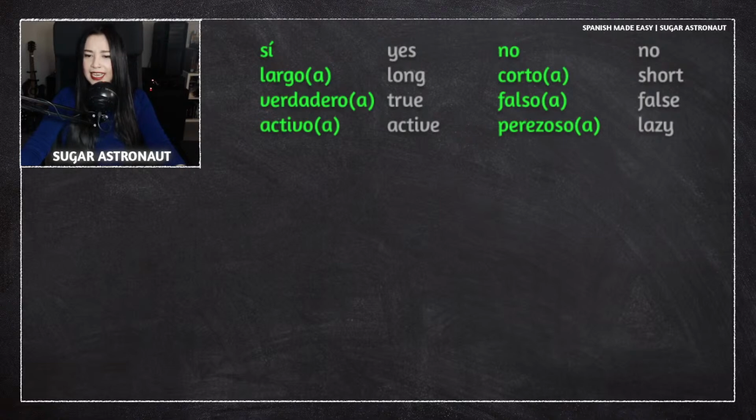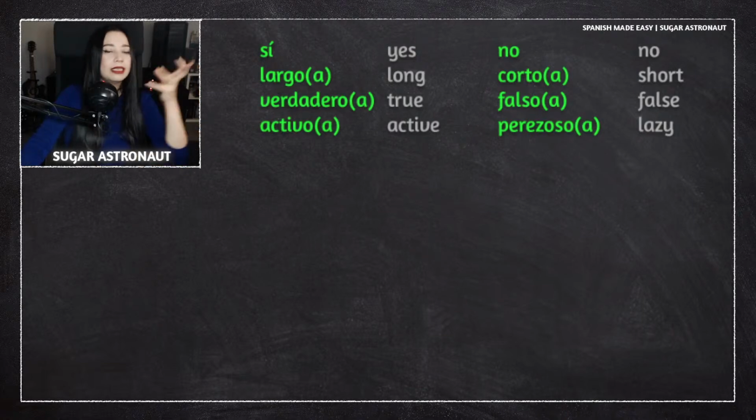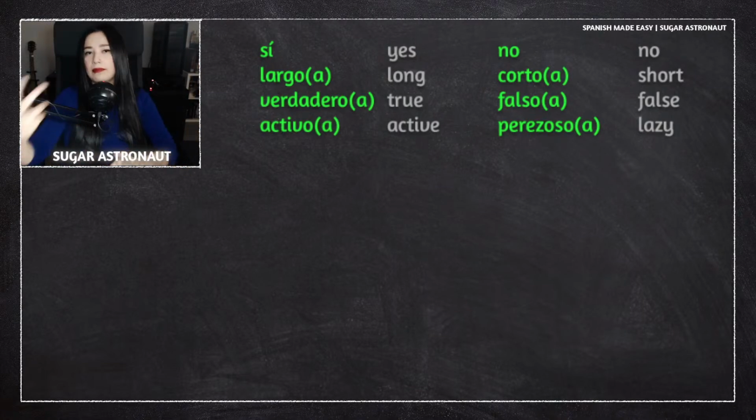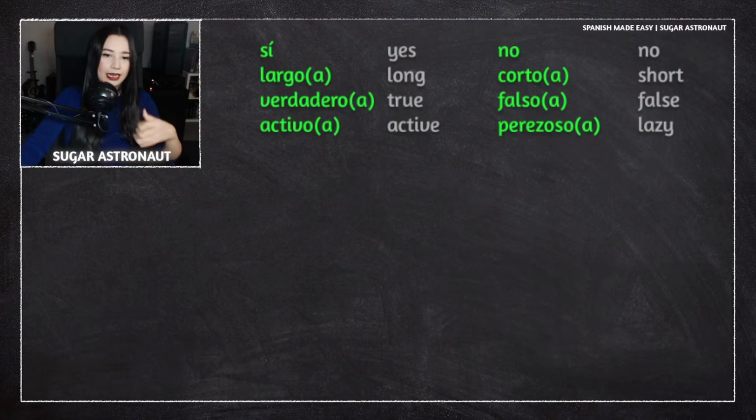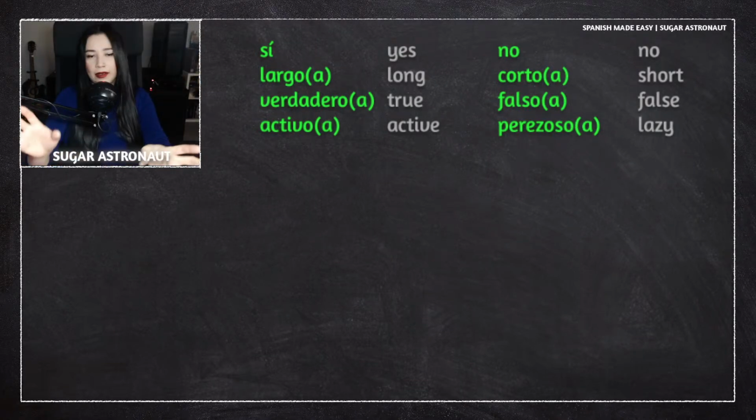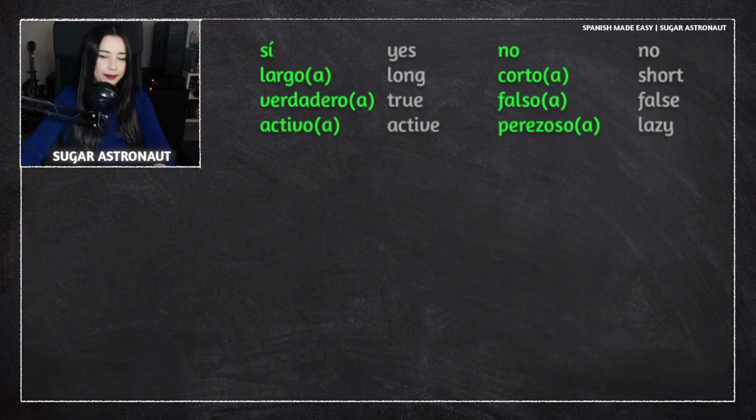enérgico. Enérgico means something else. I was just checking my list to see the synonyms, but enérgico is something else. Yeah, this website is wrong. But anyways, lleno de energía. Activo means active. Perezoso means lazy. Okay, so that is activo, and the opposite is perezoso.